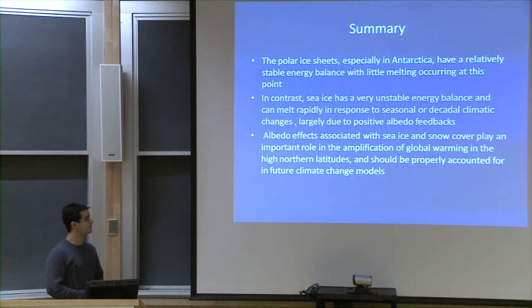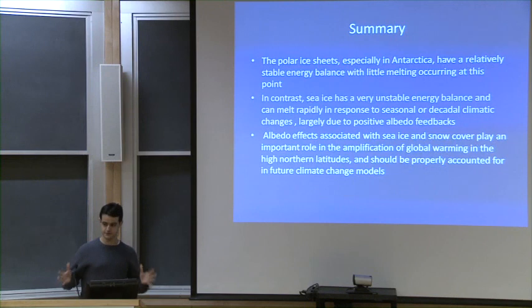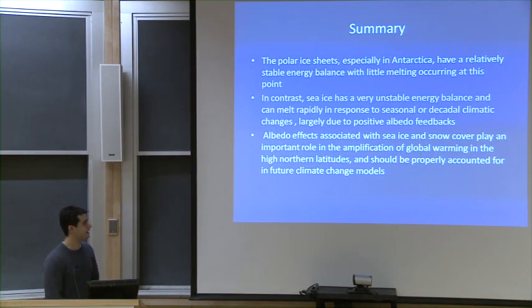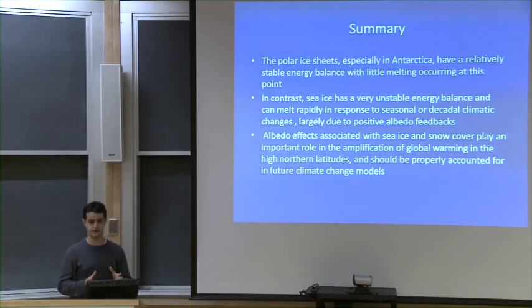So just to summarize, the polar ice sheets, especially in Antarctica and perhaps to a lesser extent in Greenland, have a relatively stable energy balance with relatively little melting occurring at this point. They're not likely to just melt completely anytime soon. But in contrast, sea ice has a very unstable energy balance and can and does melt rapidly in response to both seasonal and also longer-term climatic changes. And that's largely due to positive albedo feedback mechanisms. Also, albedo effects associated with sea ice and snow cover play an important role in the overall amplification of global warming in the high northern latitudes. And so it is very important to understand all these mechanisms and to properly account for them in any future climate change models that we may want to construct.